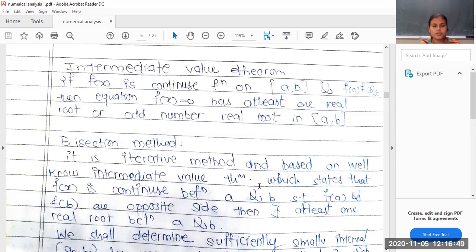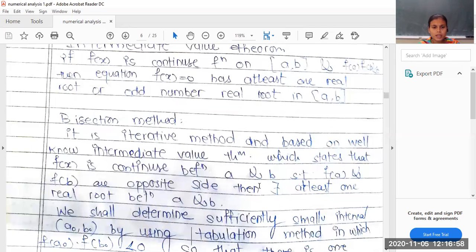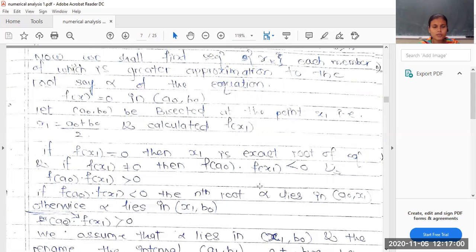For that we are going to use the bisection method. It is called an iterative method. Iterative method means a step-by-step procedure we follow so that we can get the root of an equation. In this also, first you have to find a naught and b naught, in such a way that f of a naught is positive and f of b naught is negative, or vice versa. Next we have to find the bisection.